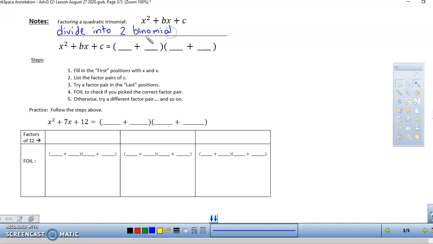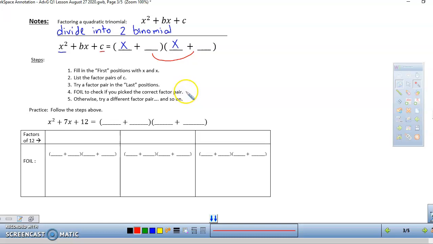Okay, they are linear, so they're going to have just x's in them, not x squareds, but you're dividing it into 2 binomials. From the FOIL we just went through, it's always going to have x times x to get you that x squared. And then as we just talked about, these last 2 numbers are always going to multiply to get that c. So you're going to list the factor pairs of c to figure out what goes in those last positions.